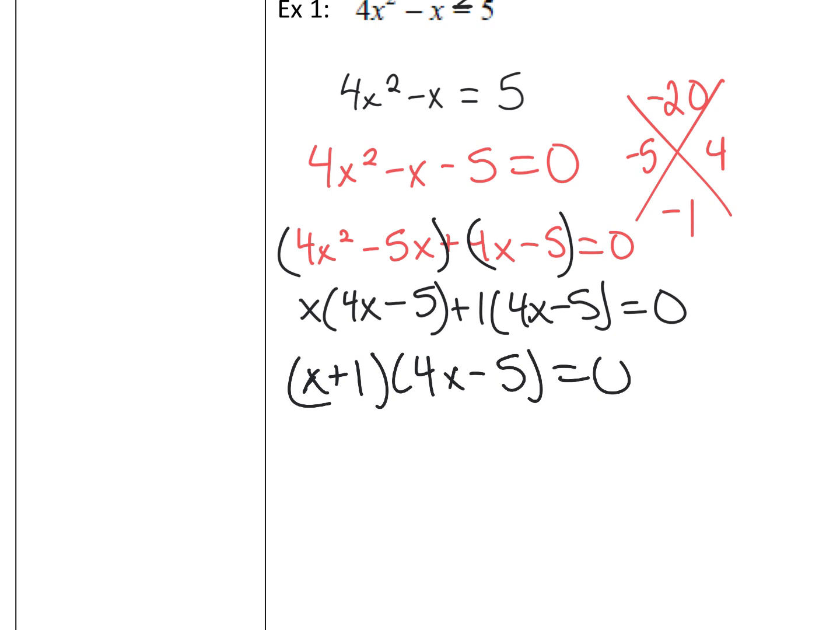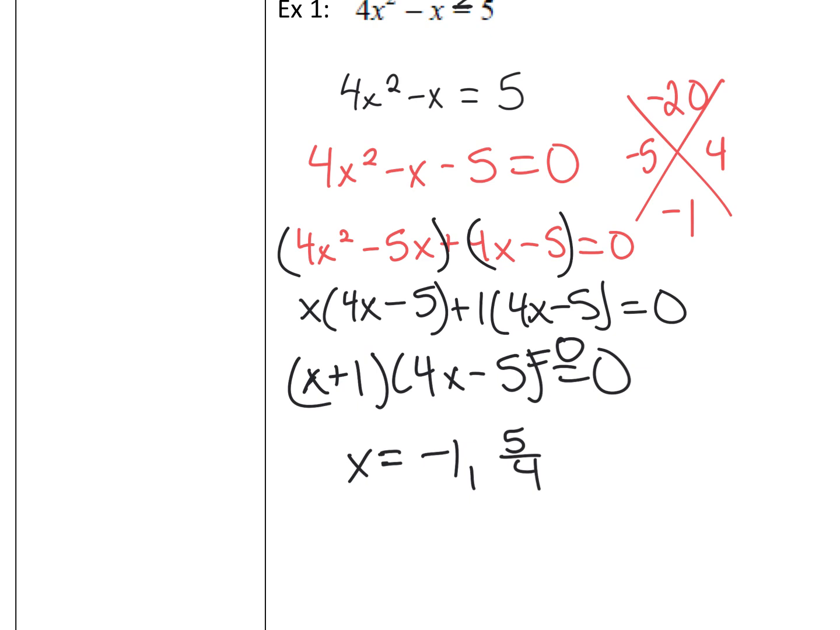Just like what I would always do once I got to this point, I break these apart and set them equal to 0 to find my answers. When I do that, my answers for x are going to be negative 1 and then 5 fourths. If you set this equal to 0, you would add the 5 over and then divide by 4. So it'd be 5 fourths. Whew, everybody with me so far?